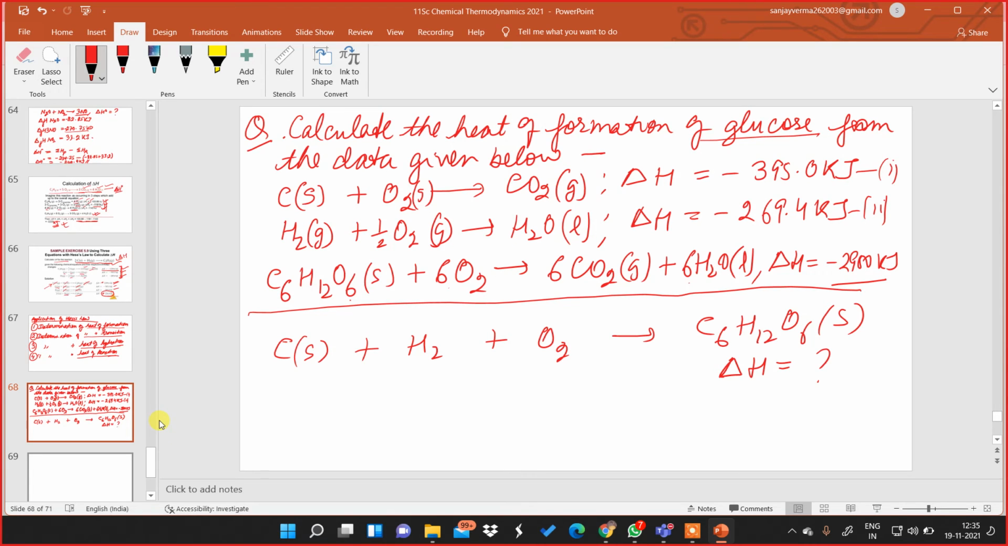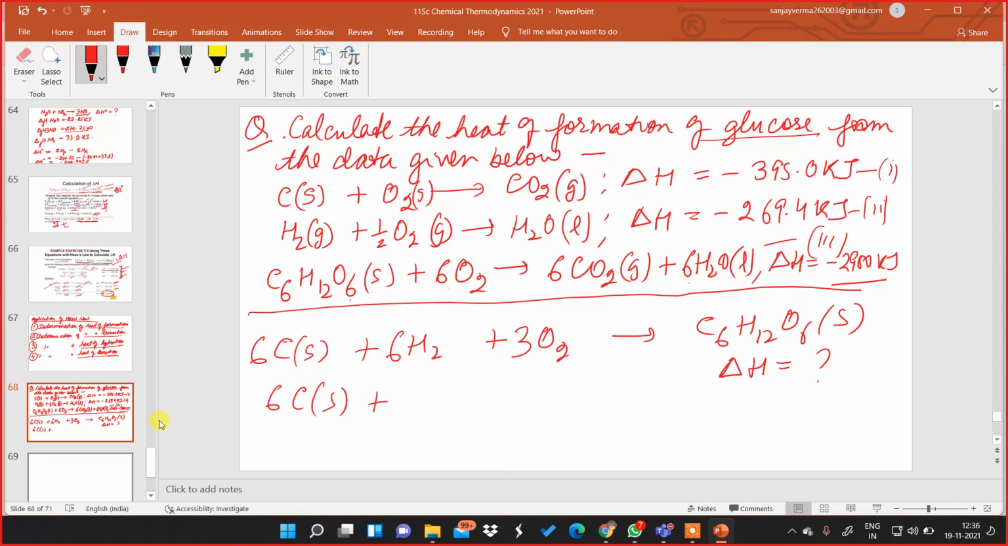Now, let us first balance this equation. Carbon is 6, so I'll put 6 over here. Hydrogen is 12, so I'll put 6 over here. Oxygen is 6, so I'll put 3 over here. Now what we'll do is, we know equation 1, 2, and this is equation 3. So we'll multiply equation 1 by 6. Equation 1 is multiplied by 6, so I will get 6C(s) plus 6O2. Then multiply equation 1 and equation 2.